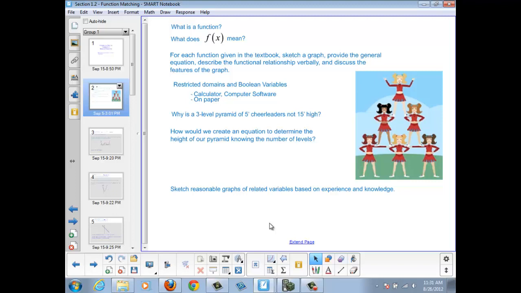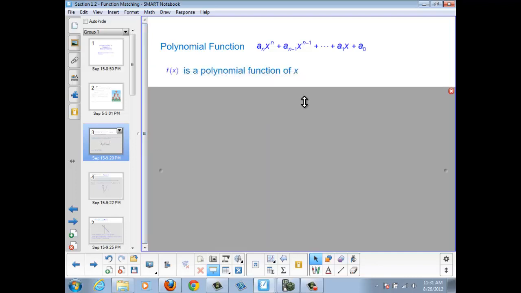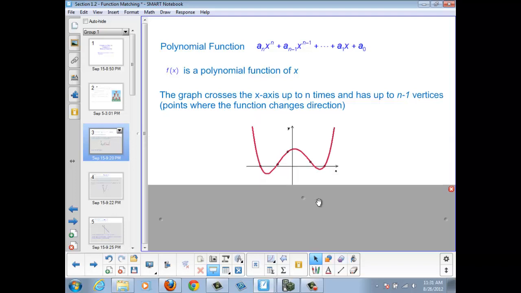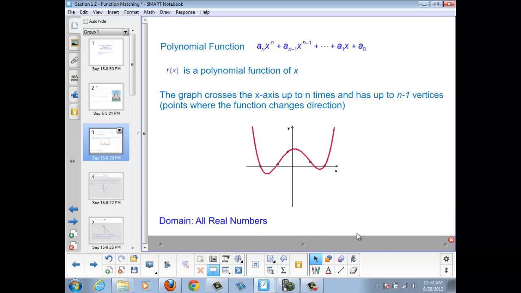Alright, so let's start with the functions in the textbook. The first function is the polynomial function. You can see the general format where n in this expression is an integer. So verbally we would say f of x is a polynomial function of x. When we look at the graph, we'd see that the graph crosses the x-axis up to n times and has up to n minus 1 vertices, points where the function changes direction. So here, this particular polynomial crosses the x-axis 4 times, and has 3 vertices. The domain, all real numbers.